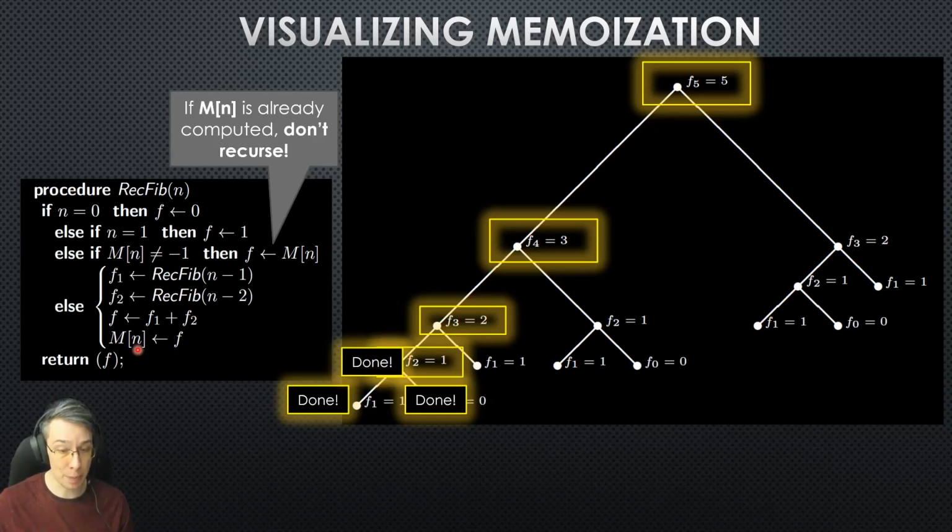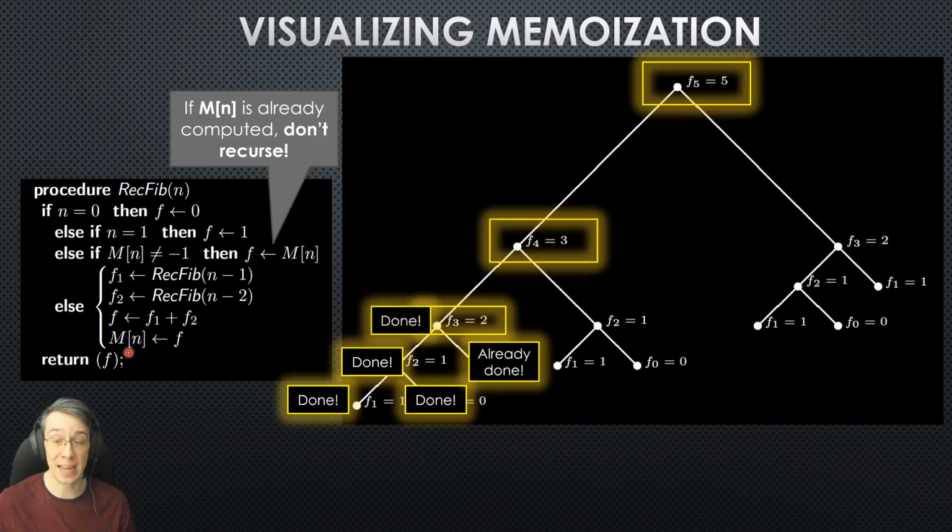So now we're going to pop up the stack back into our F3. It's going to make a recursive call to the right. I wrote already done here, but really that's a base case. So it's just going to return 1, and we're going to take our F2 and our F1, add them together, and save it in M3. Okay, so we're saving M3 now. M3 equals 2. We're going to pop back up the recursive stack to F4.